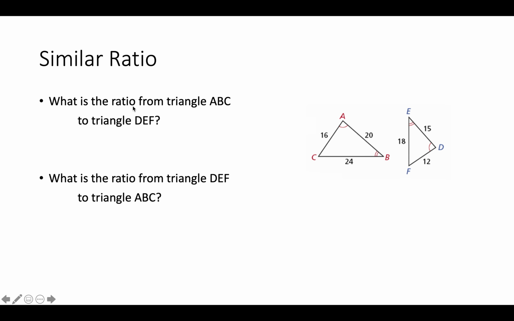Here's another. What's the ratio of triangle ABC to triangle DEF? So these are similar triangles. The littlest number on ABC is 16. The littlest number on DEF is 12. 16 over 12 reduces to 4 over 3. The ratio is 4 to 3. If we do it backwards, DEF to ABC, 12 over 16 reduces to 3 over 4. The ratio is 3 to 4.